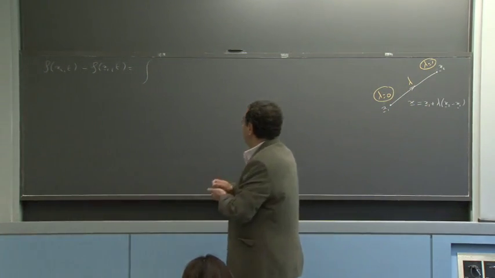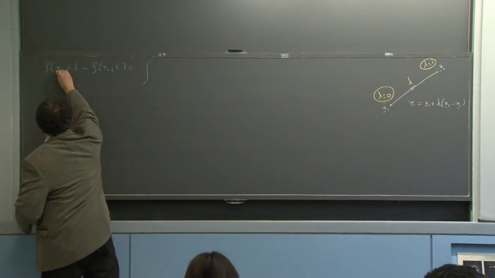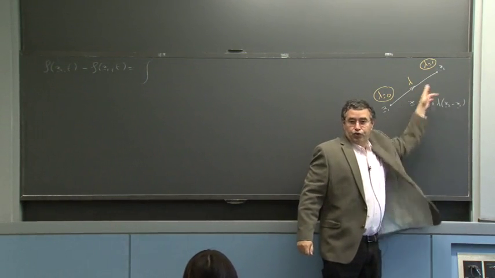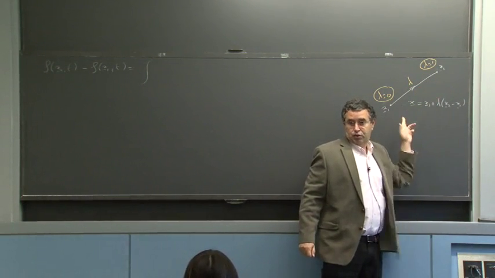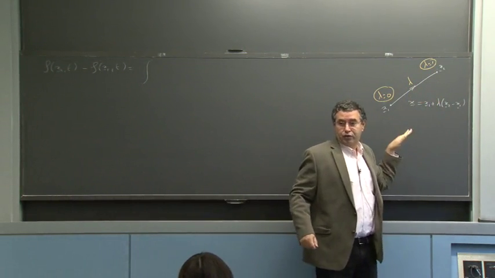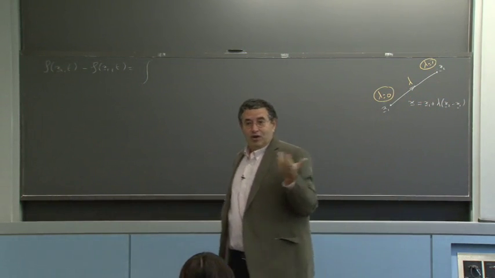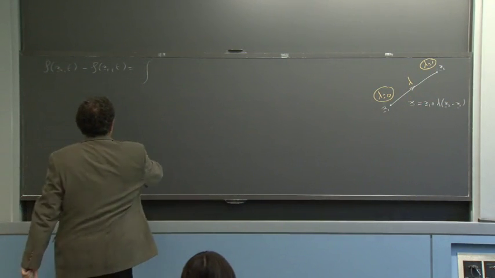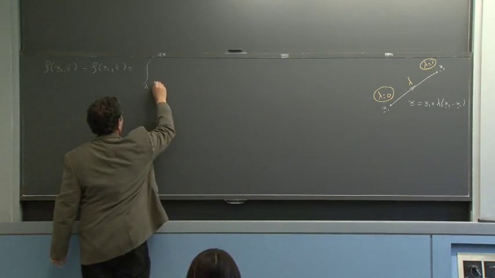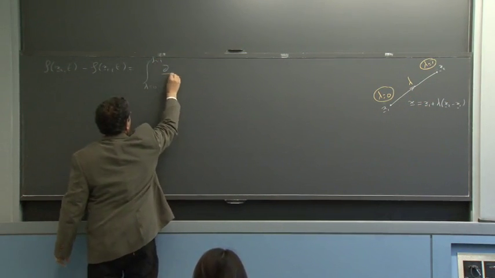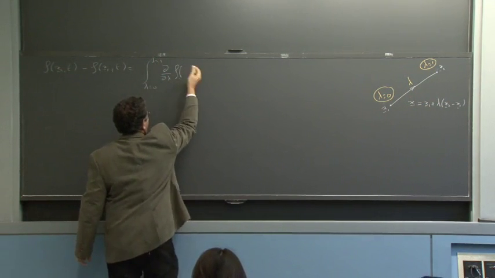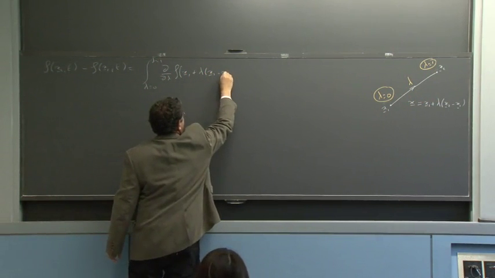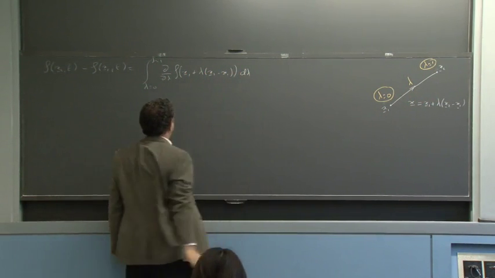And so we can say that f of x2 minus f of x1 is the sum of all variations of f as we move just along this segment. We could compute it other ways, but one way is to compute along this segment, because f is a function of x and t, so we do this computation at any instant. So this is the integral from lambda equals 0 to lambda equals 1 of d over d lambda of f of x1 plus lambda times x2 minus x1, d lambda.